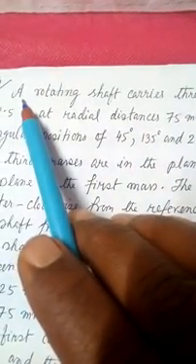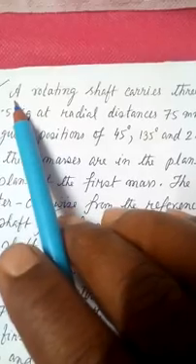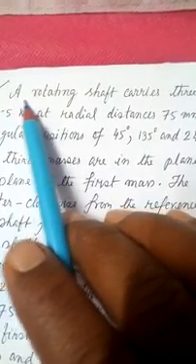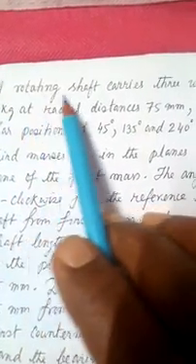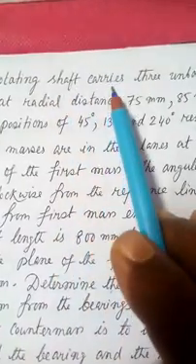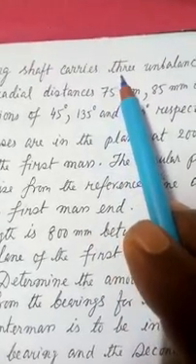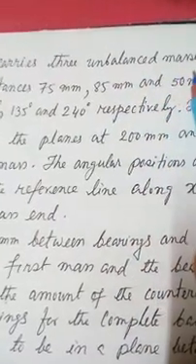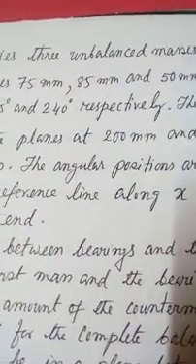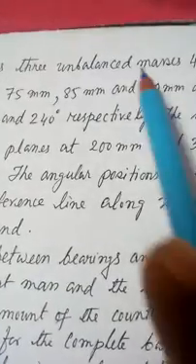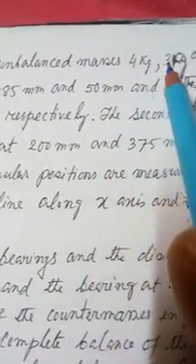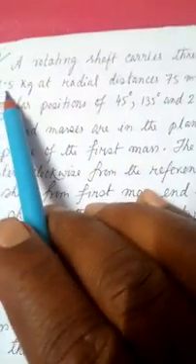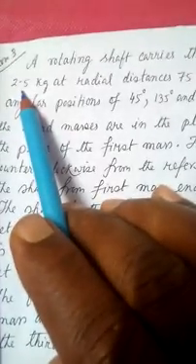This is a problem on dynamic rotor balancing. A rotating shaft carries three unbalanced masses: 4 kg, 3 kg and 2.5 kg.